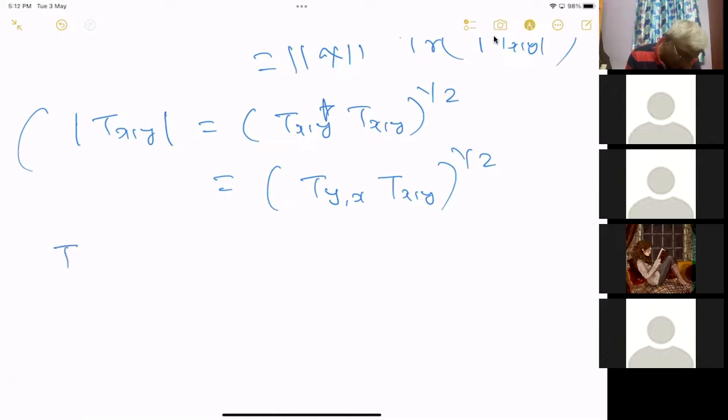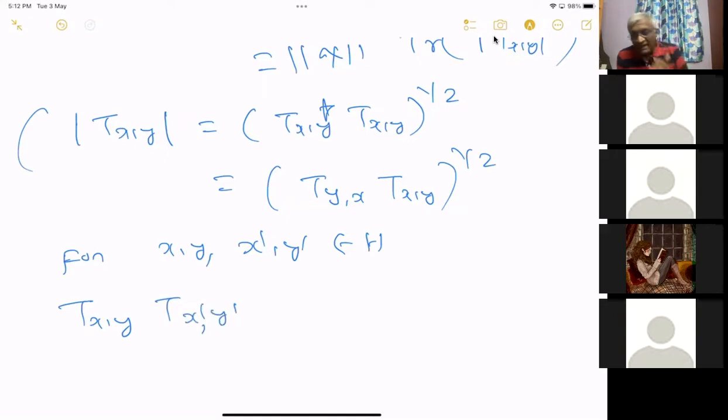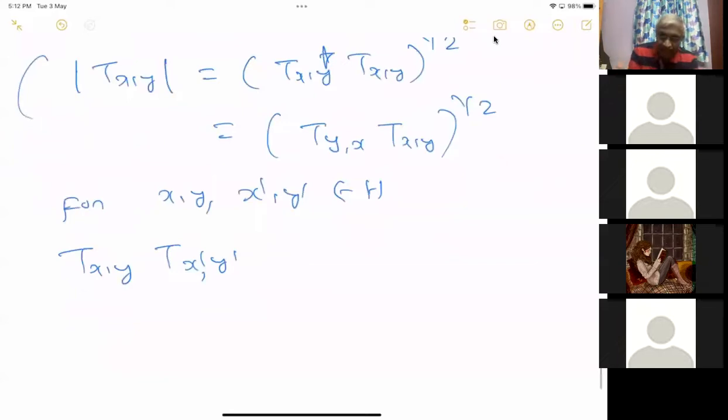This computation is for any four elements x, y, x prime, y prime in H, T_{xy} times T_{x'y'}. I write it here, but I use the different inner product, and when I use the physics notation it will be clear. That is not the proof, it will just be clear in the notation. You have to do the same proof, because that is just notation.